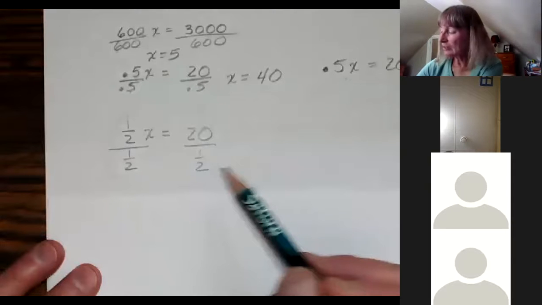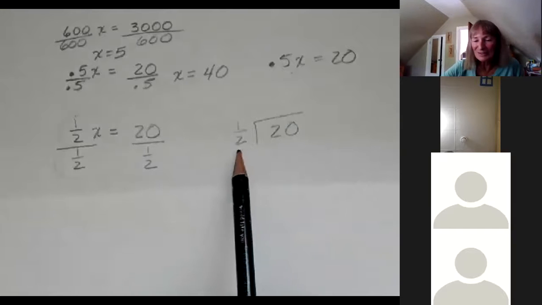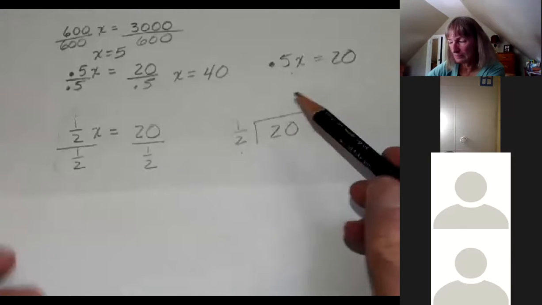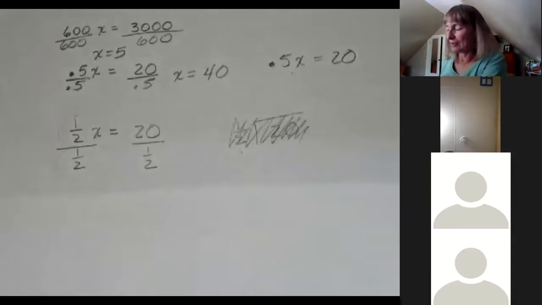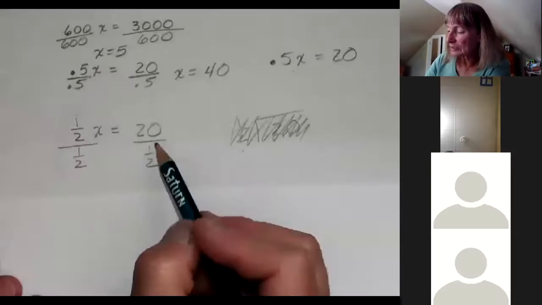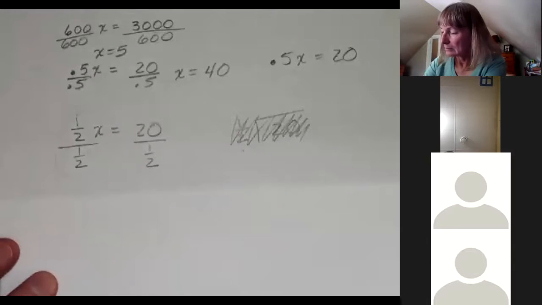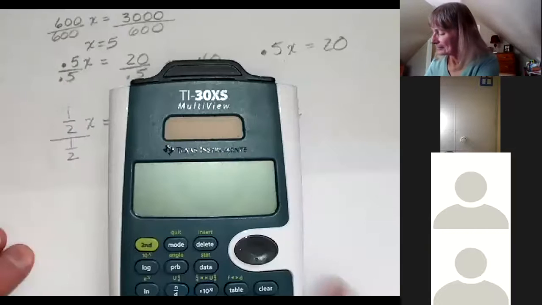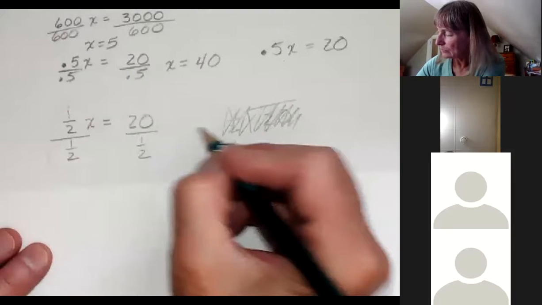Now, if you were doing long division, thank goodness they never tried to make you do that. That's too weird. We can't even really think about that very well. All right, so we can take 20 divided by 1/2. The answer is going to come out to be 40. So x equals 40.